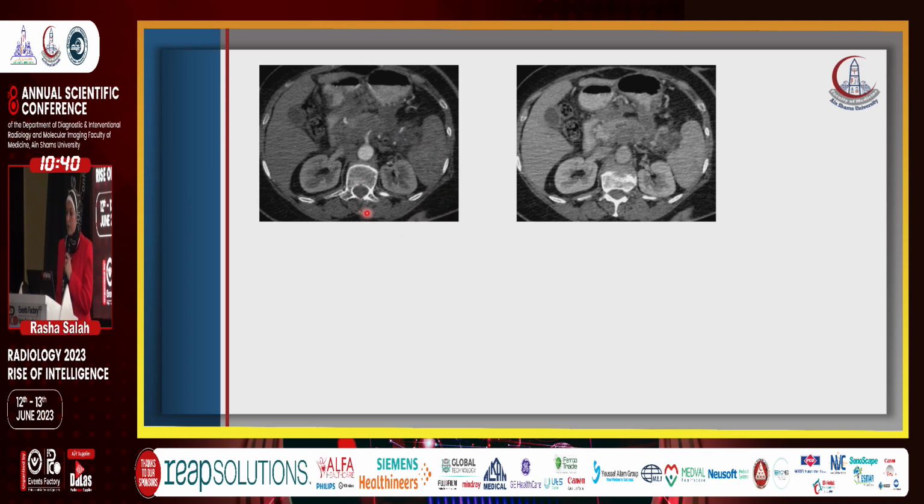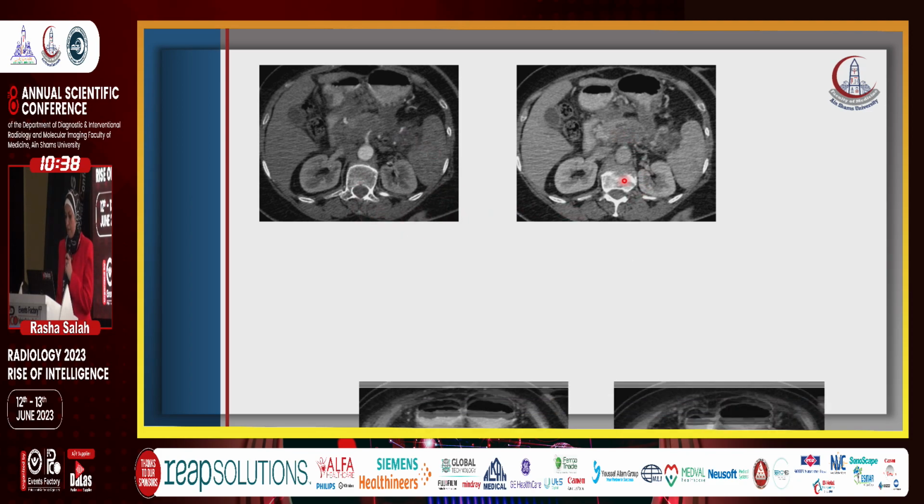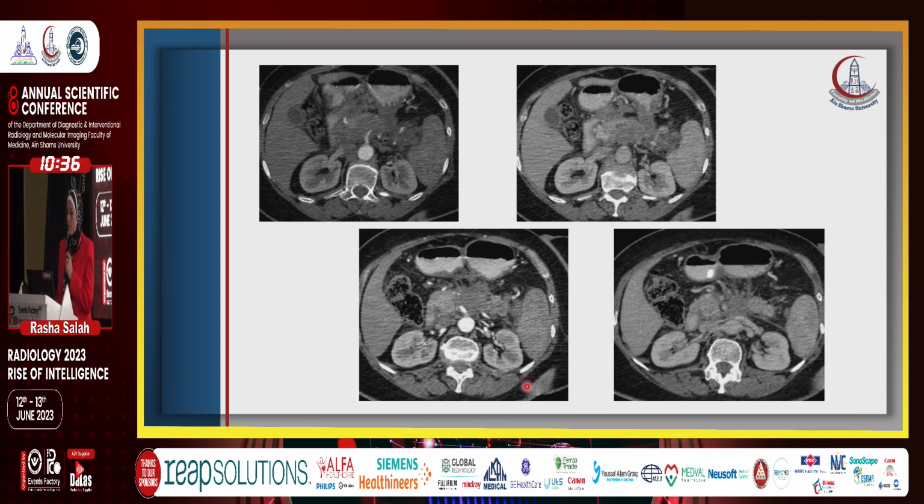This is the early arterial phase. This is the pancreatic phase. And these are the portovenous and delayed images. These images were reported as a case of pancreatitis, necrotizing pancreatitis with peripancreatic necrosis. Do you agree with this assessment?